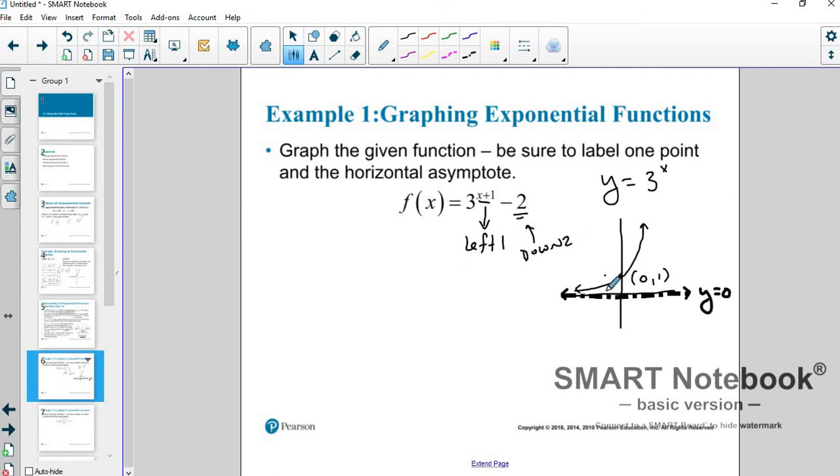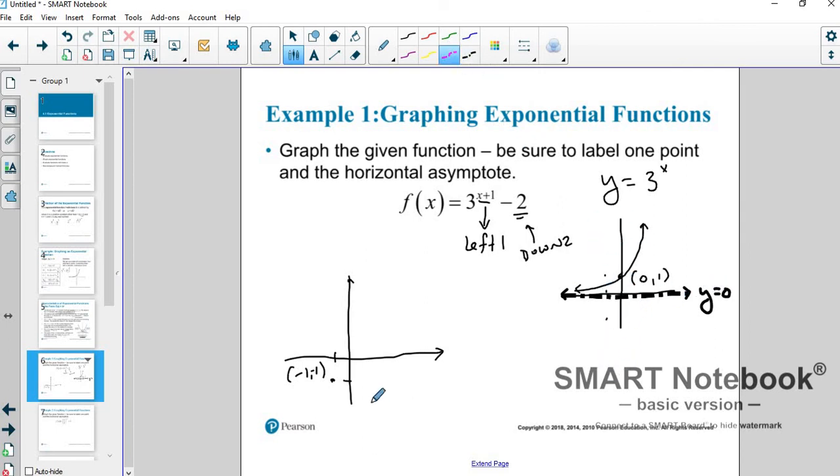If we go to the left 1 and down 2, that means our point is going to move to negative 1, negative 1. So let's do a new graph. All right, we're going to have this 0, 1 point. It's going to get moved to negative 1, negative 1. And then the other thing that gets moved is this asymptote. If you move left and right, the asymptote doesn't change. But if you move up and down, sure, that changes, right?